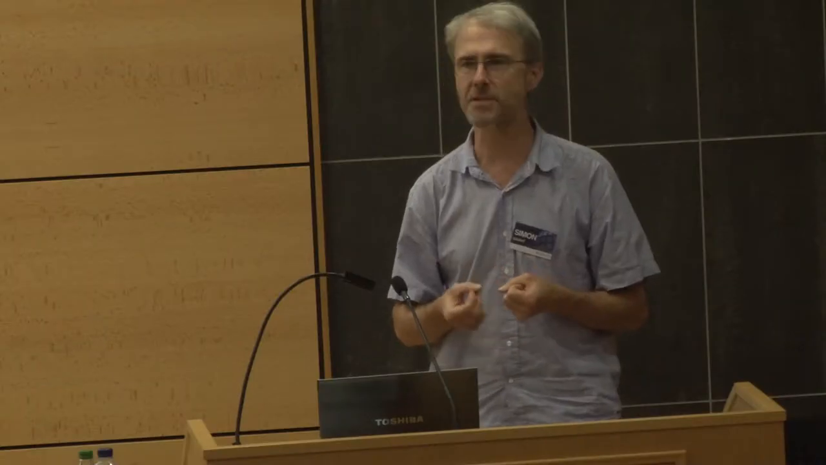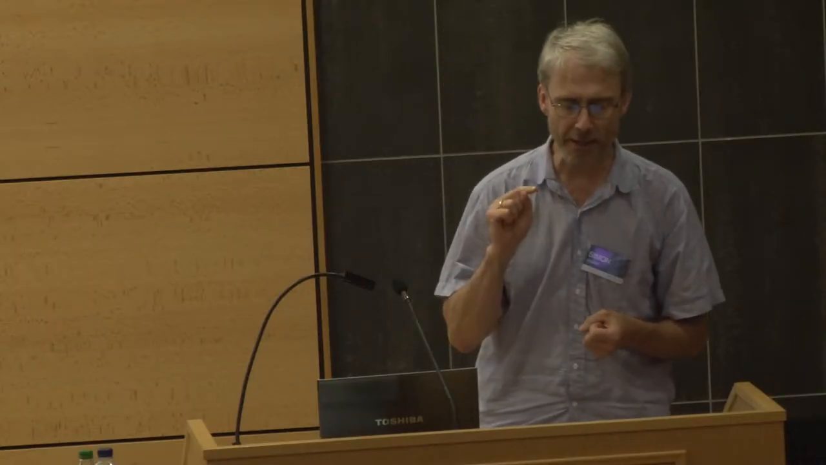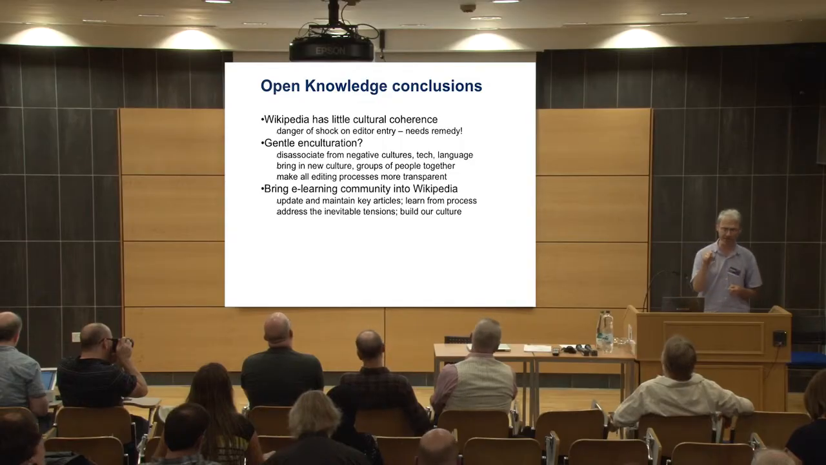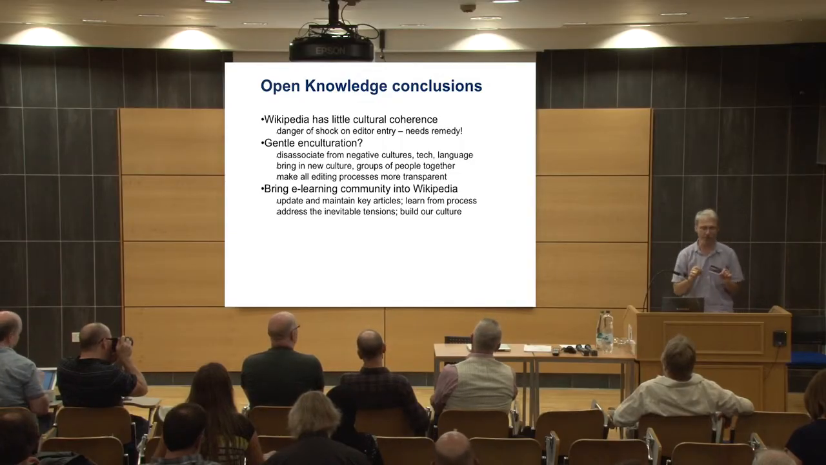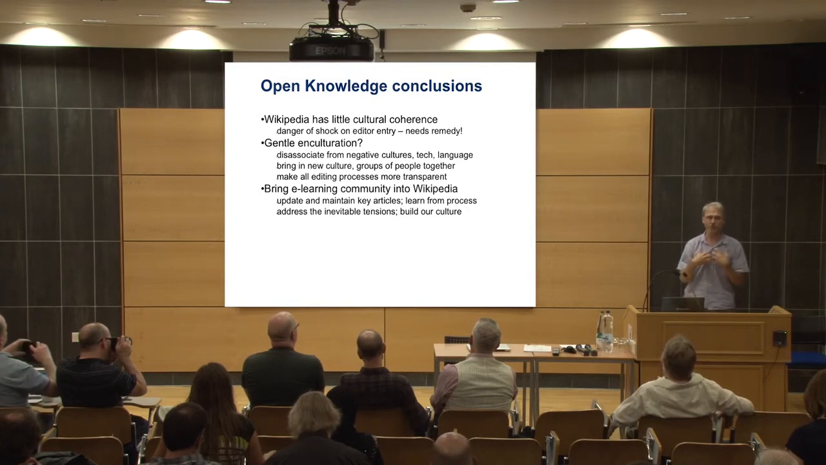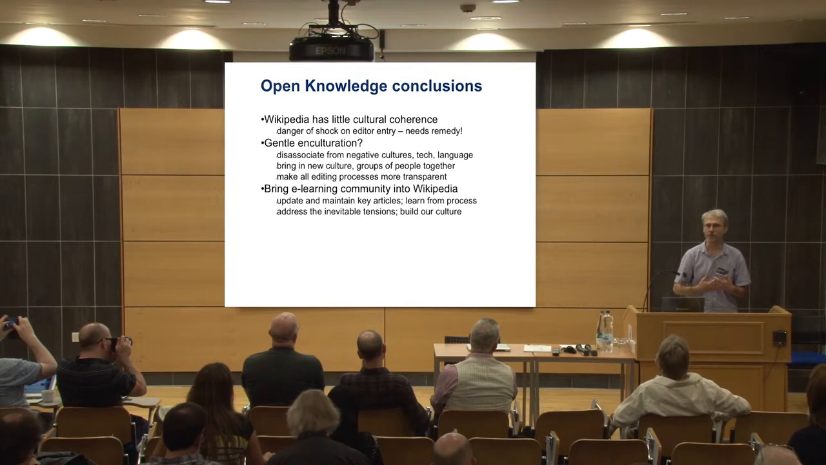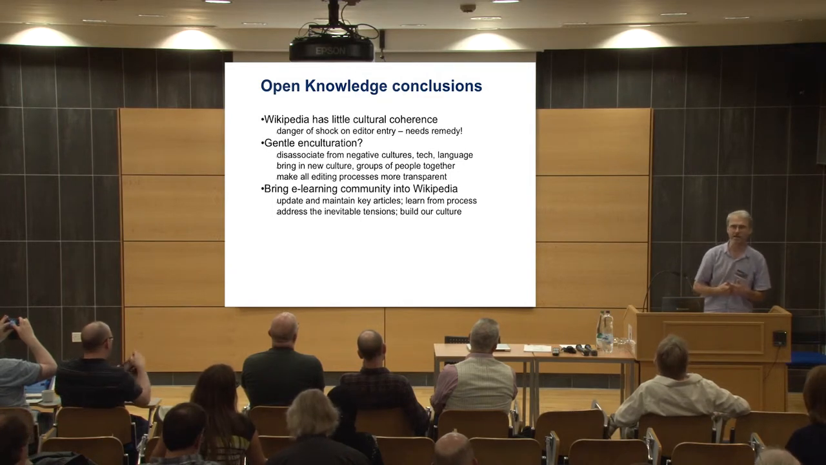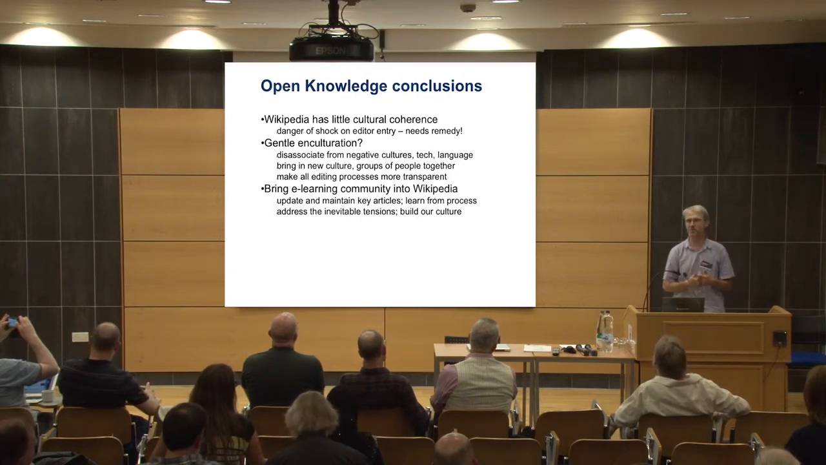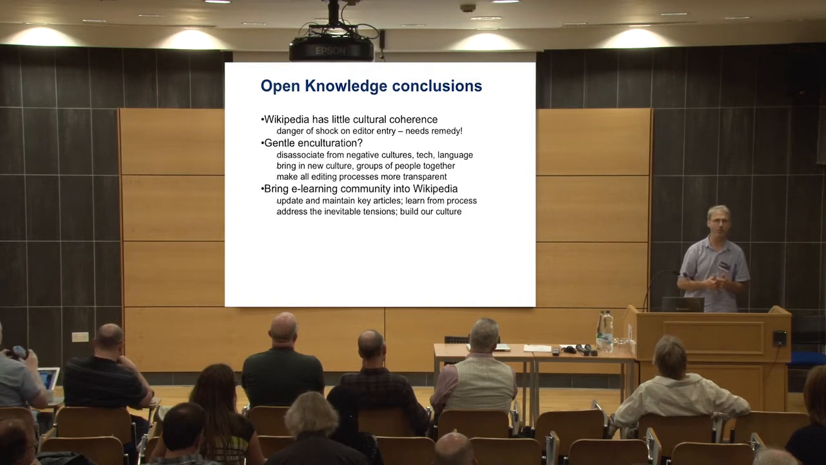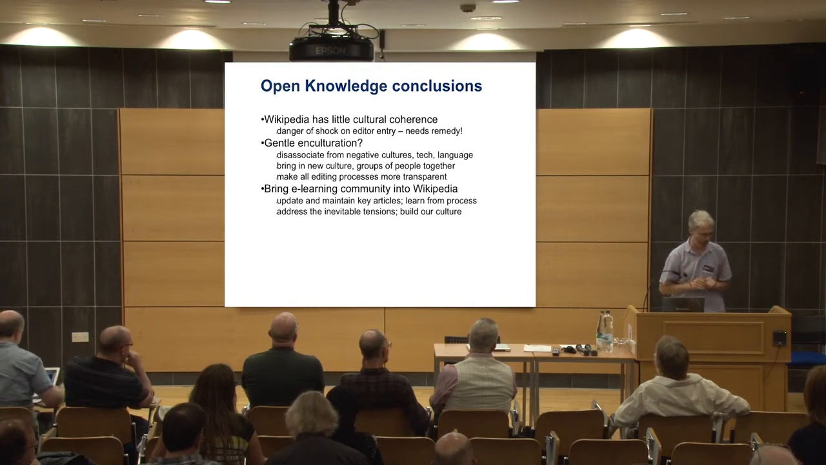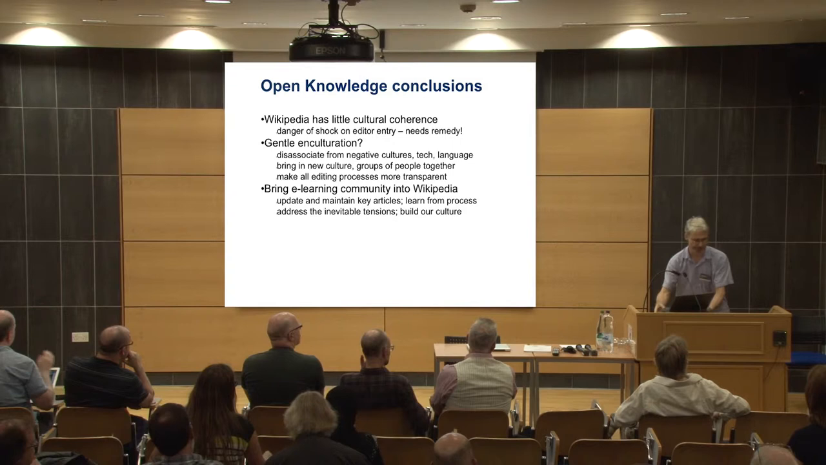Make the editing process more transparent, and then bring the e-learning community, this is where it really comes down to our interest, into Wikipedia. Update and maintain the key articles. This is Brian's hobby horse. Learn from the process of doing that and address the inevitable tensions. Build our culture of doing things, playing nice, and it's a job to do, and there's a lot more to do than I anticipated, so it's really worth looking at this whole area. Thanks.